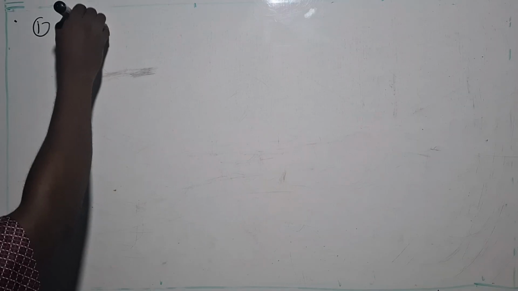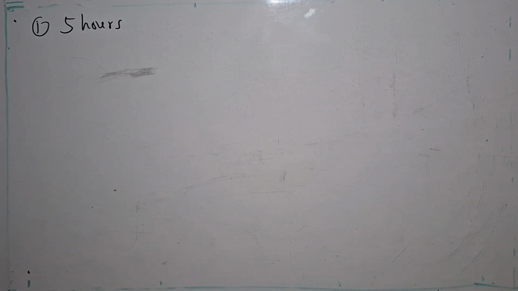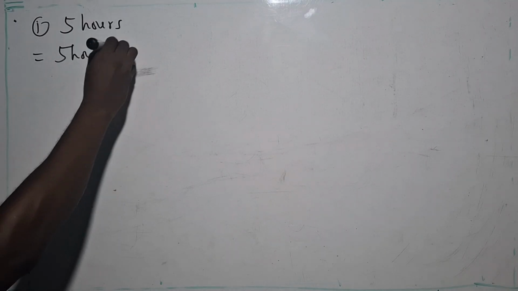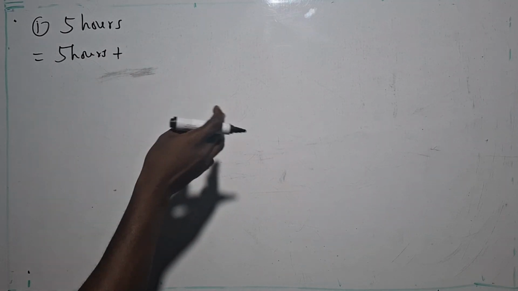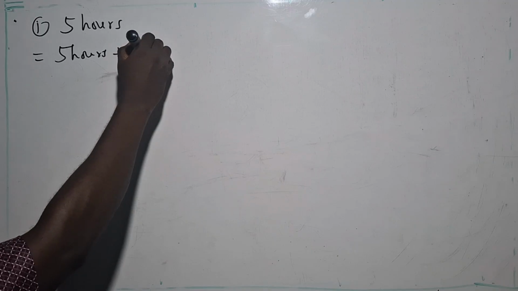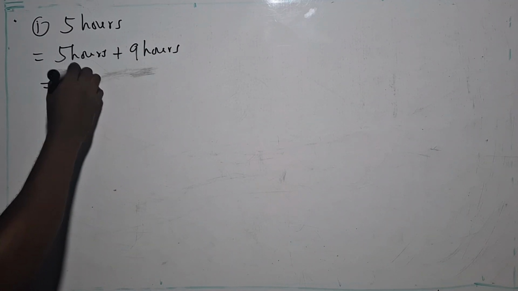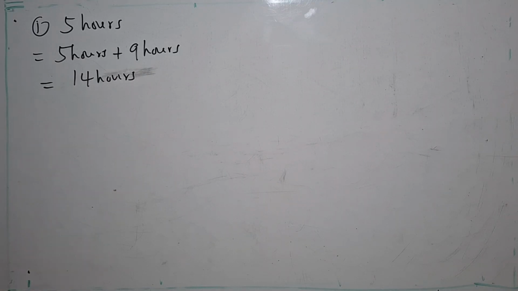So the first one says 5 hours after. It's 9 o'clock now, so 5 hours from now, you can just use your head to solve. But I want to show you how modulo is very, very important. So we are going to have our 5 hours plus 9 hours. 5 hours plus 9 hours is going to give us 14 hours.